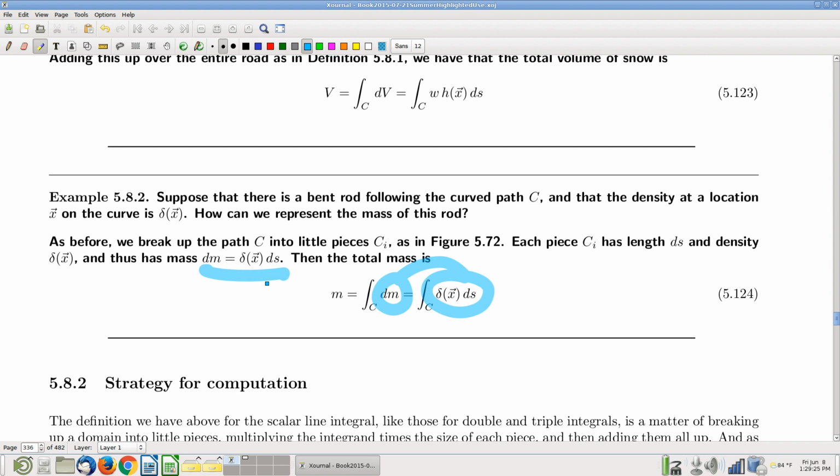It doesn't really matter if the little piece of length is level or angled or vertical, turned this way or at some weird angle. All that matters is how long is it and what's the mass per unit length. So the line integral will answer that question for us: what's the mass of the rod.